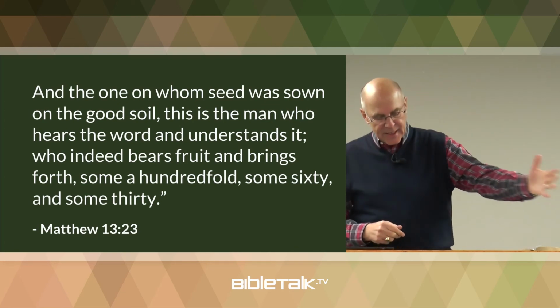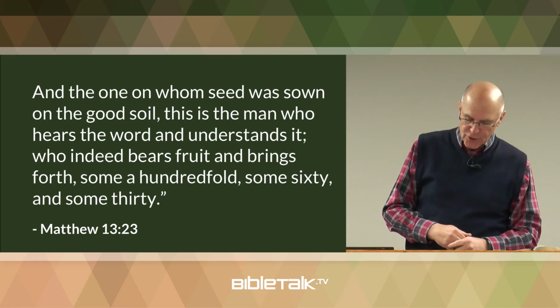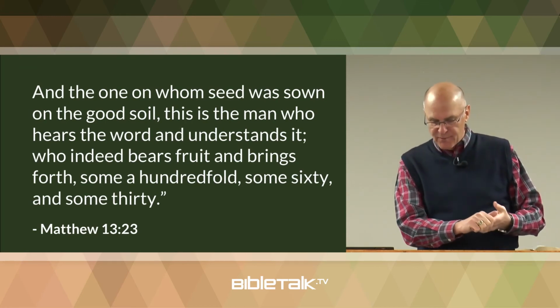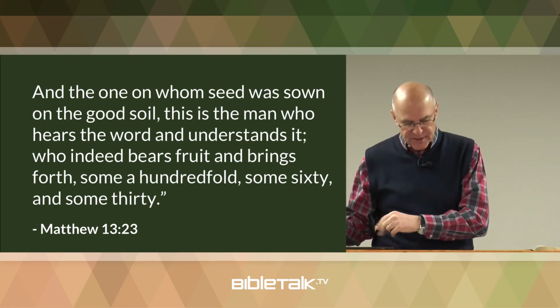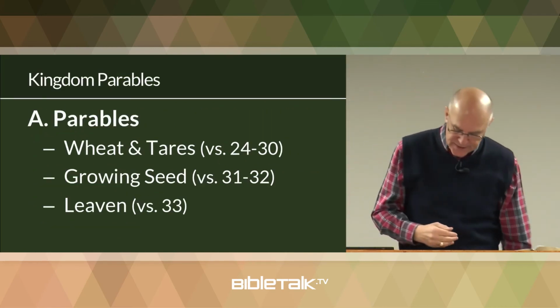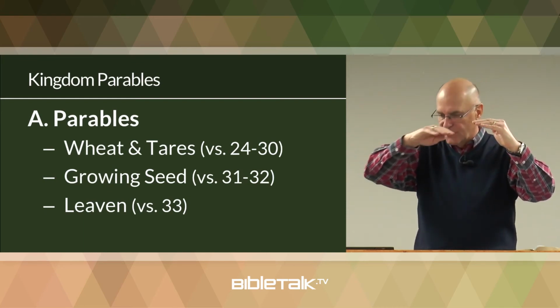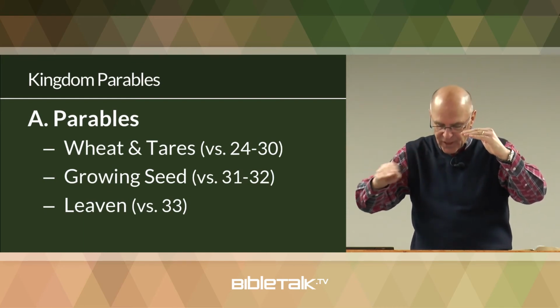Now the remaining kingdom parables are in two groups in Matthew 13, two groups of three separated by two statements and then followed by a summary. So I'm not going to read these, but I just want to show you how it breaks down. So you have parables, the wheat and the tares, the growing seed, and the leaven.